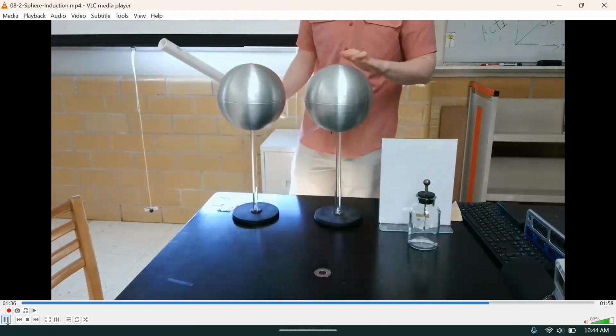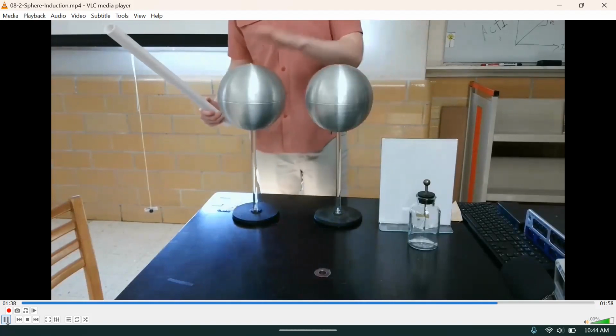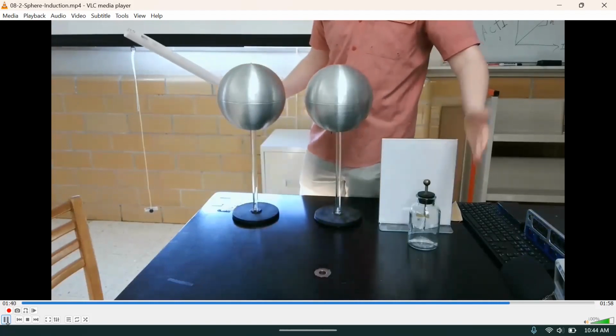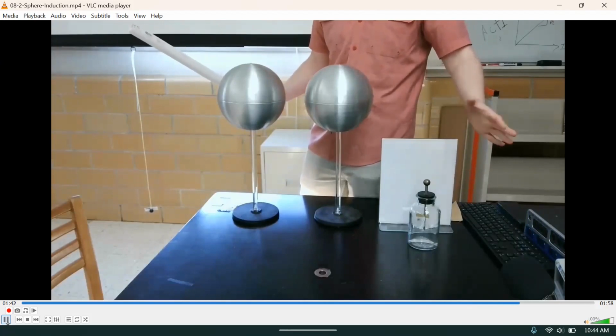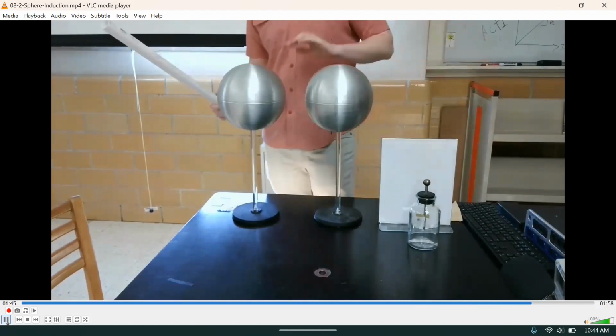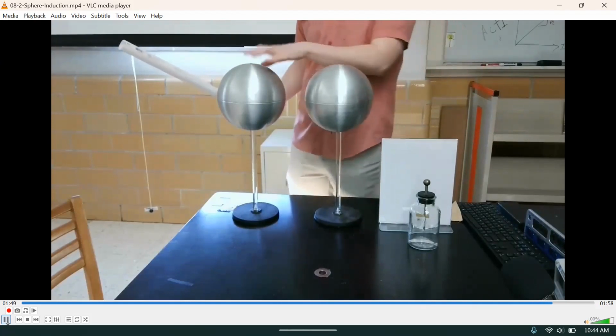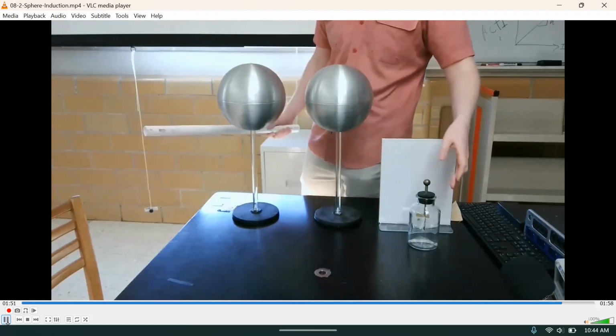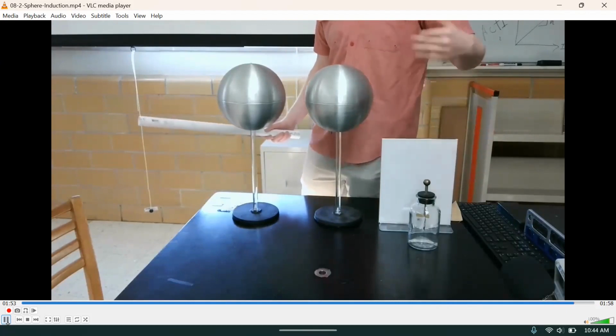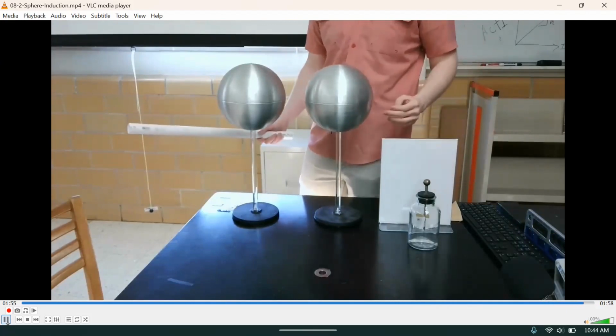So when I touch one to my electroscope, the electroscope leaves pull apart because it's charged. But when I touch the other to it, this other one is oppositely charged from the first one. And so it's going to make the leaves come closer together because it's neutralizing some of that charge that was sitting on the electroscope.